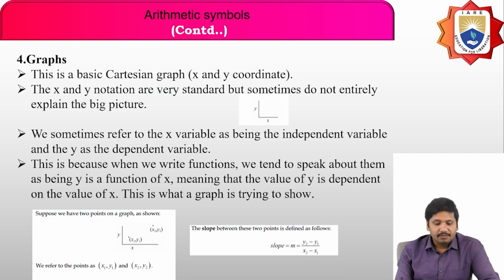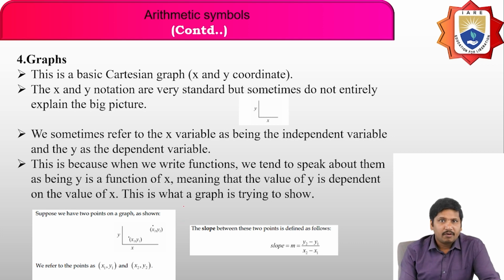And the next one is graph. So a graph is nothing but a Cartesian graph, which lies on x and y coordinates. Here the x variable is the independent variable, and y should be the dependent variable.